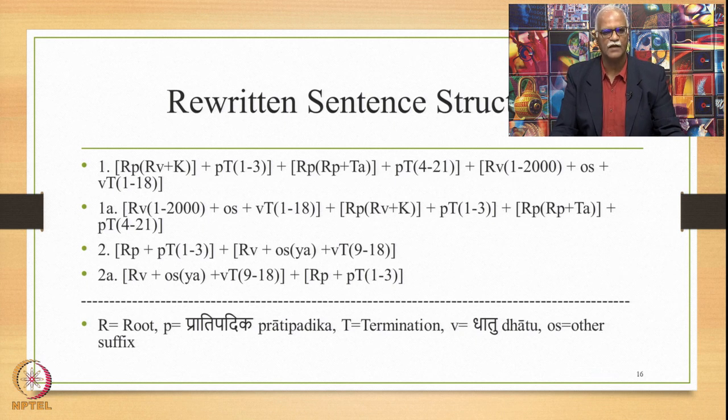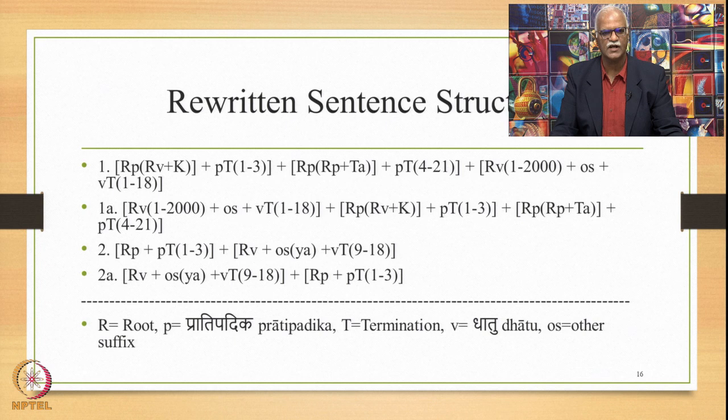Similar structure can be shown by changing the order: rv 1 to 2000 plus os plus vt 1 to 18 plus rp, which is composed of the verbal root plus the krit suffix, so rv plus k, plus pt 1 to 3 plus rp, which is composed of a pratipadika and a tadhita suffix, so rp plus ta, plus pt 4 to 21.